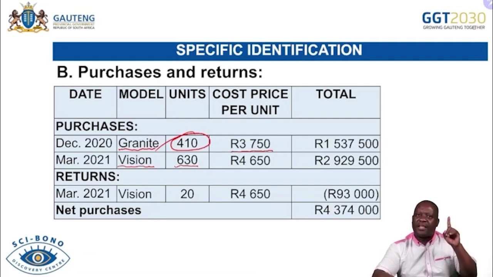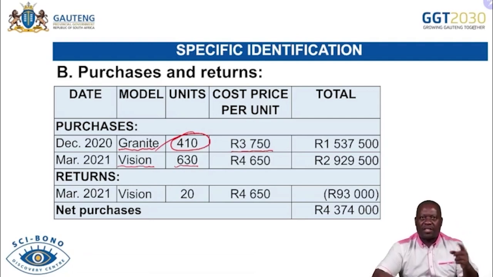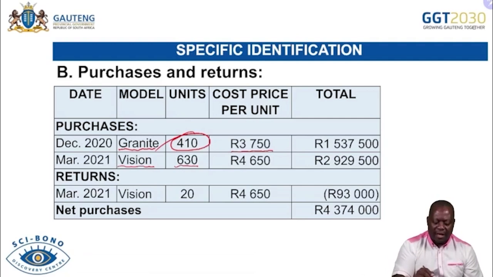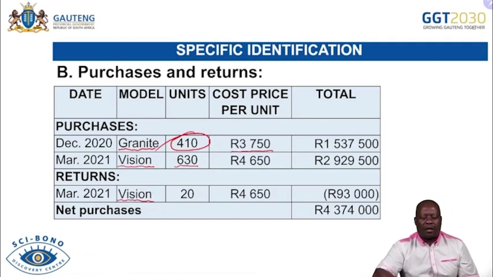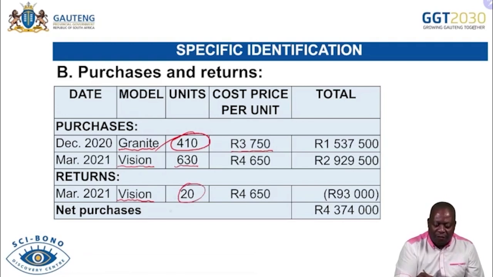So you can see we never bought any model twice. Lexus, we had it when we started. Granite, we bought only 410. Vision, we only bought 630. Okay, now what additional information do we have? It is talking about returns. They are saying here we returned some Vision model. We returned 20 of them.